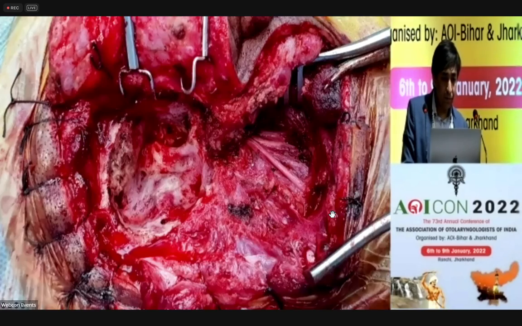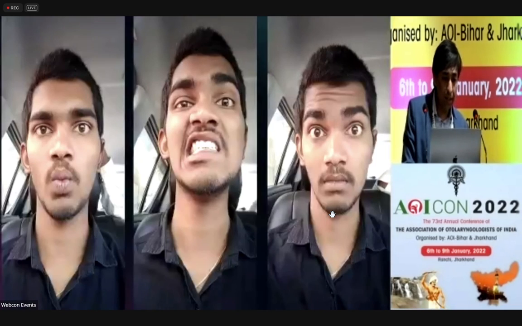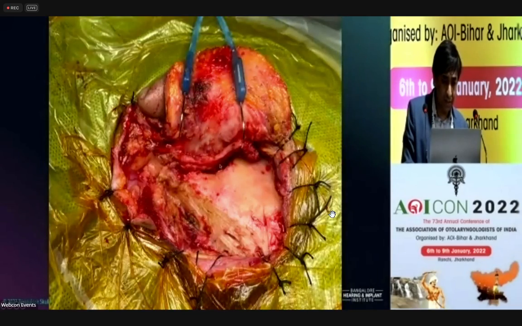Now, finally, I want to show you, this is rerouting results. Post-op rerouting after 6 months, you see, practically normal. And this is bound to recover better in a small boy. Now, fallopian bridge technique. I'm going to show you the last four slides of fallopian bridge technique.